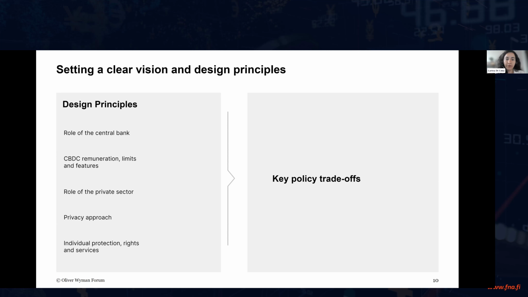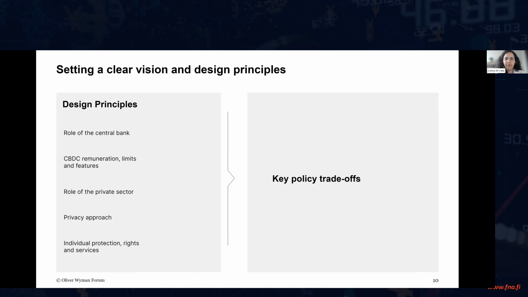So first, you have the role of the central bank. Managing a CBDC system is highly complex. Will the central bank want to own most of those activities? And to what extent will they partner with other stakeholders? Next, on CBDC remuneration, limits, and features, how will the CBDC overall system be managed? Will there be limits to how much people can own, or will there be remuneration through interest rates, etc.?